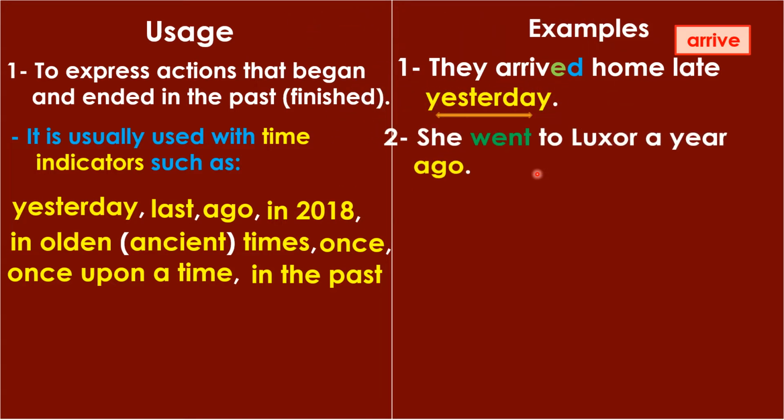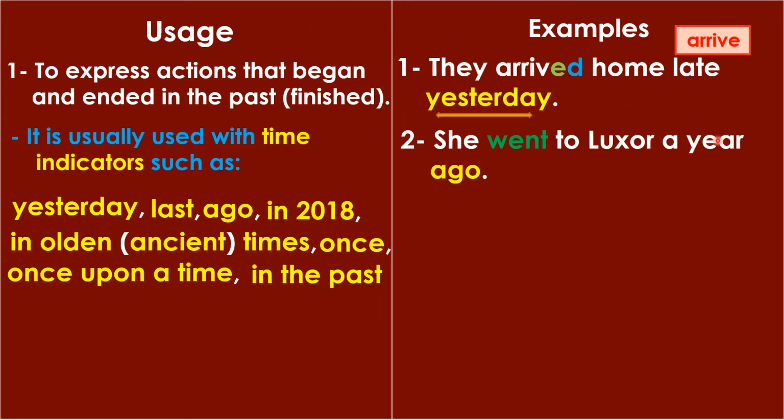Let's have a look at other examples. She went to Luxor a year ago. Okay, so went here is the past form of the verb go. طبعا هنا went التصريف الثاني من الفعل go, and ago is the time indicator. ago هنا كلمة دالة على الزمن.